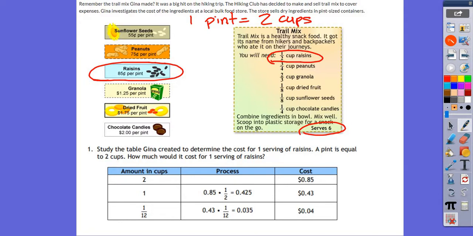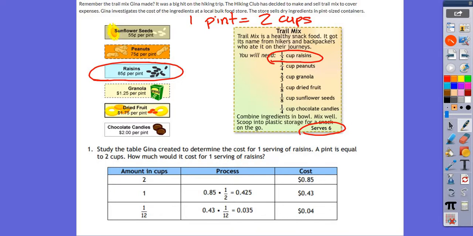Then she has a 1 here. So what'd she do to that 2? Divided it in half, right? So how can I find the price of 1? Divide the amount in half. So she took half of 85 cents to see how much it costs for 1 cup. So how much does it cost for 1 cup? 0.43 dollars, formerly known as 43 cents.